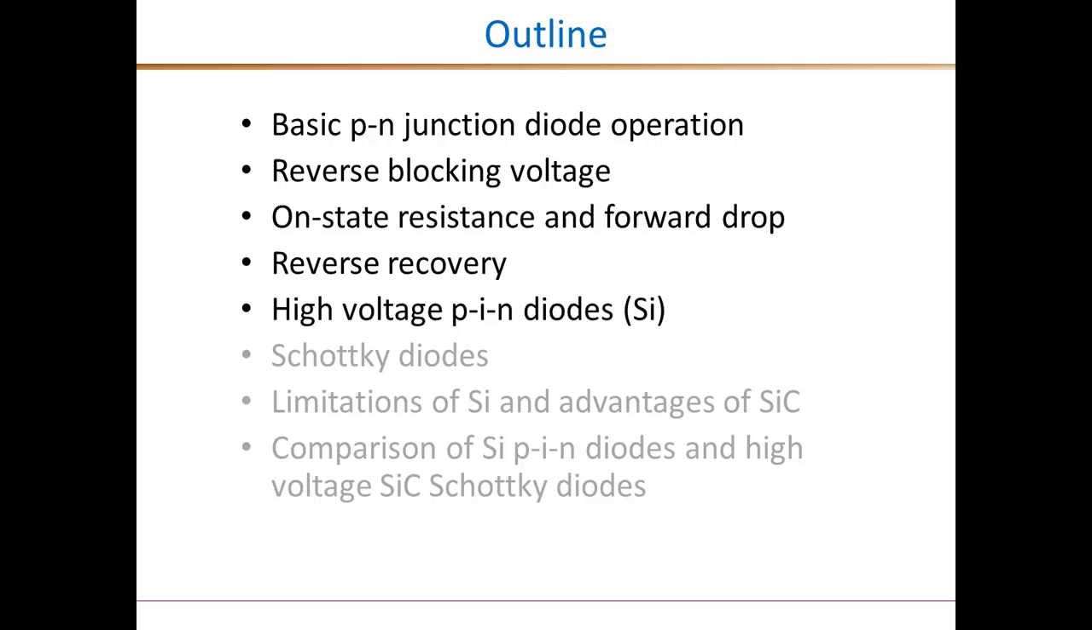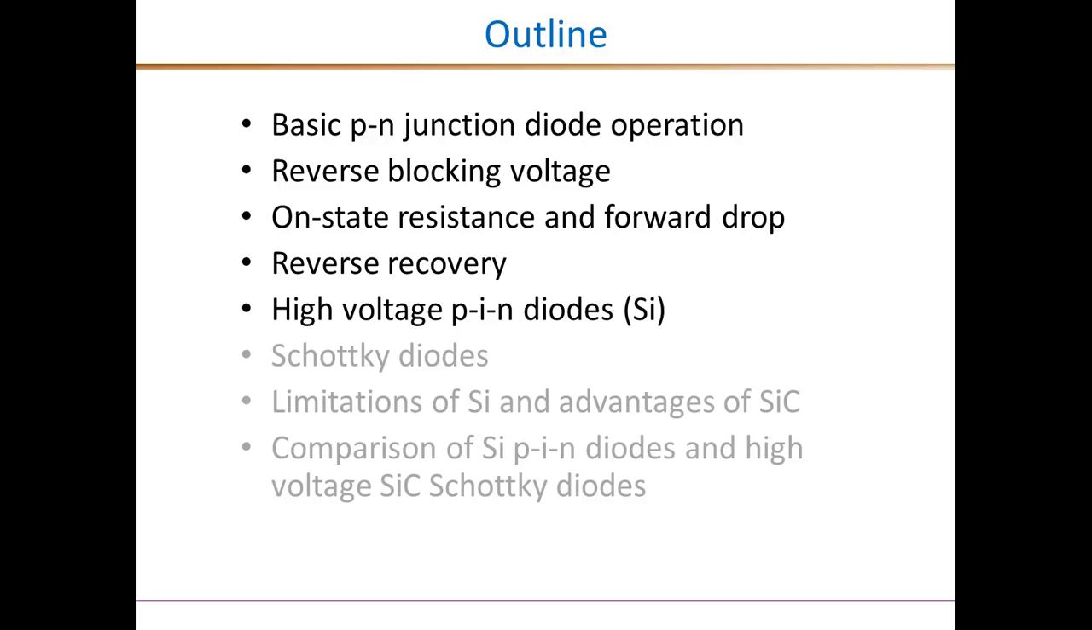Outline: I will give a very brief overview of the basic PN junction diode operation to understand the requirements and mainly the trade-offs involved among the reverse blocking voltage, the on-state resistance, and the reverse recovery of the diodes. That will lead into the discussions on the conventional high voltage silicon based PIN diodes along with some numerical values of critical parameters from data sheets.